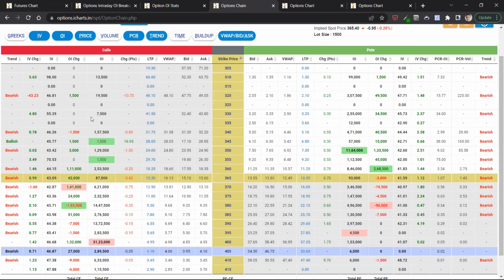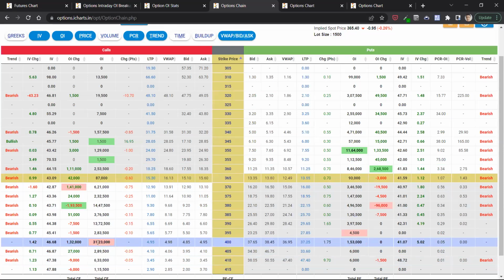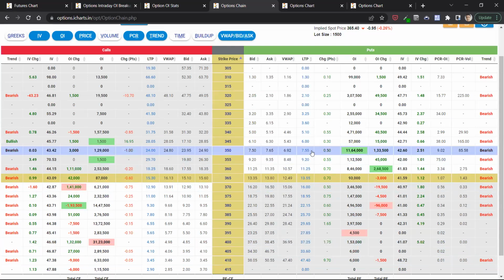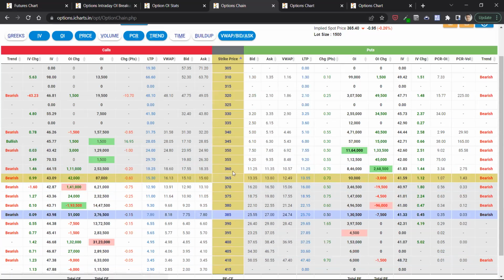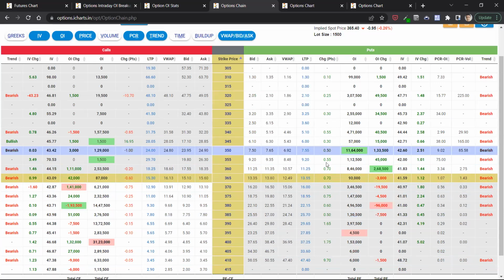Now if you see here, this is the max OI here, and this is the max OI here. So the idea is that between 350 and 400 is supposed to be the range over here. So this is going to be the support, and this is going to be the resistance. That is the whole idea here.